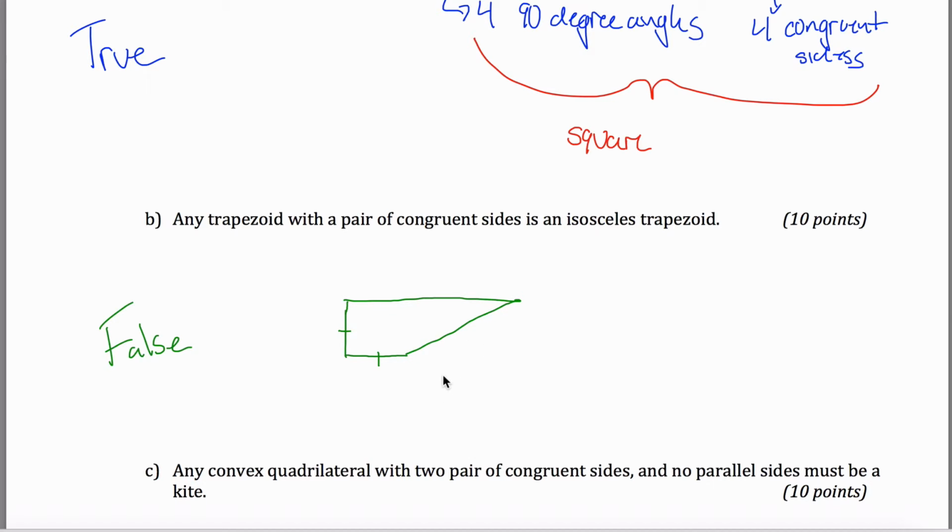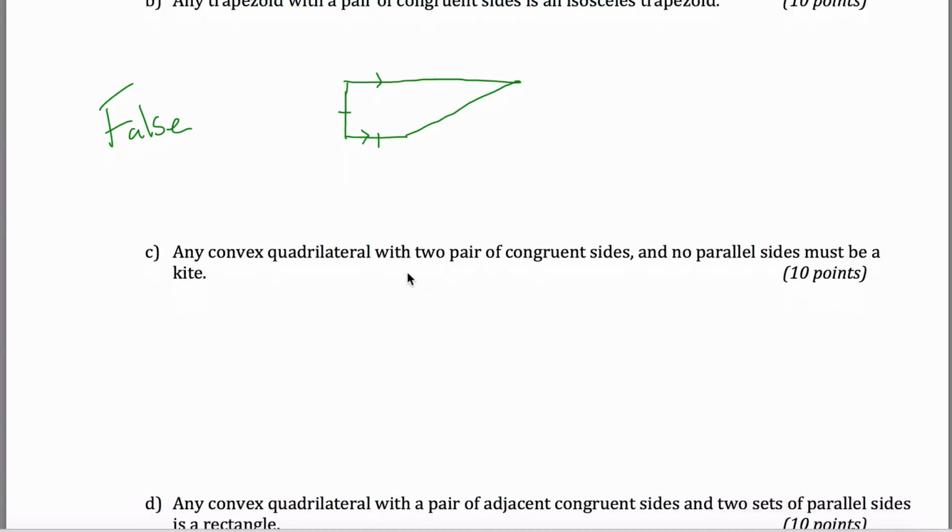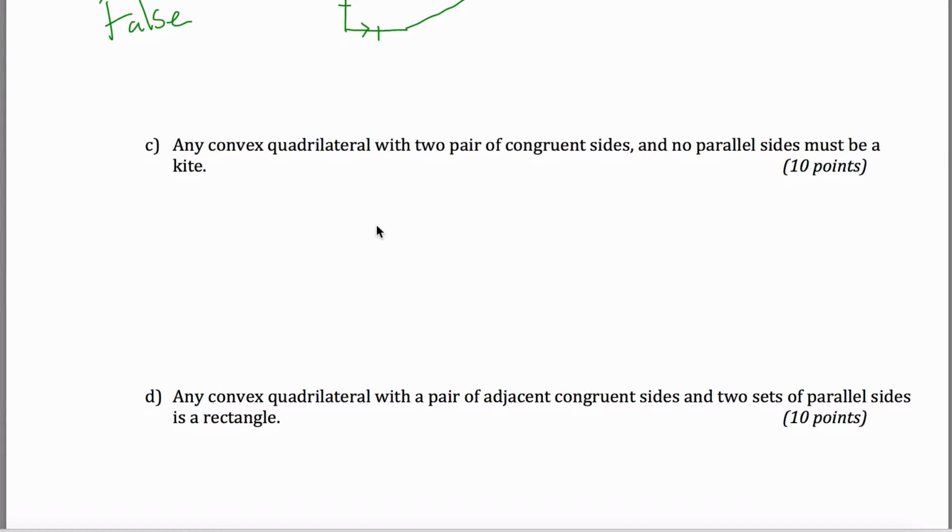It's a trapezoid because this is parallel to this. And it's got congruent sides because this side has the same length as this side. But it's not an isosceles trapezoid because this angle is not the same as this angle down here. So that's a false statement. And C: Any convex quadrilateral with 2 pair of congruent sides and no parallel sides must be a kite. That's a false statement.